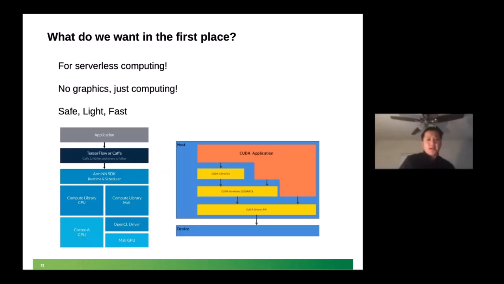So I just step back: what do we want in the first place? Firecracker is for serverless computing, for sure. And we don't want graphics. We just want computing. Even for computing, we don't want training because it will last long. We're just thinking about inference. So we still want it safe, light, and fast. So we check back at the workload, like the platform here. Basically, they are just CUDA or OpenCL mainly. Even for ARM, it has its own platform, but eventually it will still use the OpenCL driver for the GPU side. So maybe things would be easier thinking in another way.